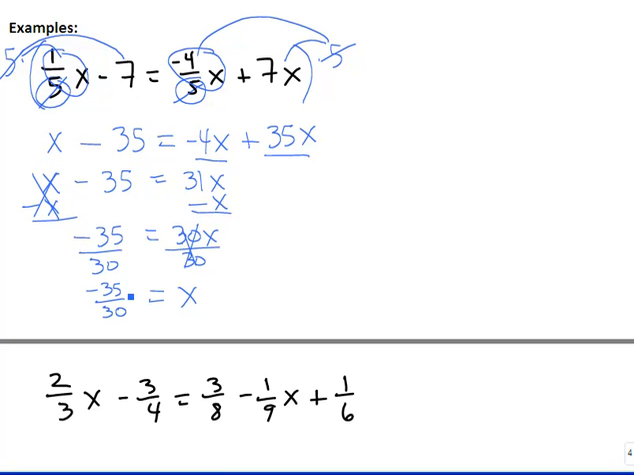Since both numbers end in either 5s or 0s, we know that that is divisible by 5. So let's go ahead and divide the top by 5. -35 divided by 5 is -7, and 30 divided by 5 is 6. So the reduced solution would be x equals -7/6.